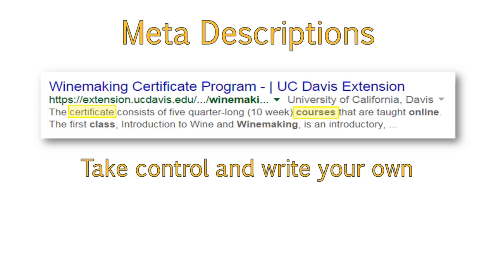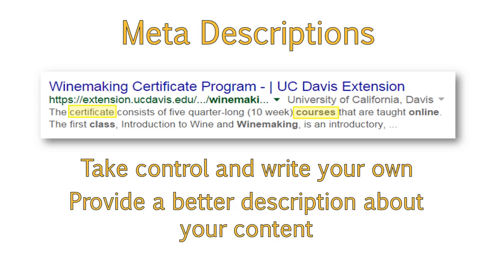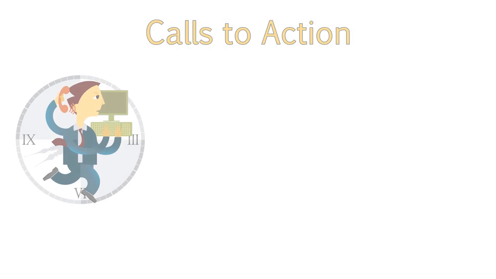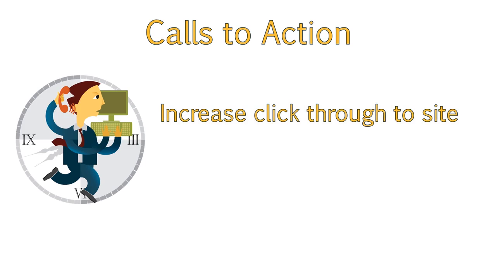Since you know more about your content than search engines do, you will be able to provide a better description of the page than search engines can. You should try to use words that really describe the value of the content and entice users to click. In addition to describing your content and including keywords, it's also a good idea to include a call to action. Calls to action have been found to increase click-through from search results to your site.